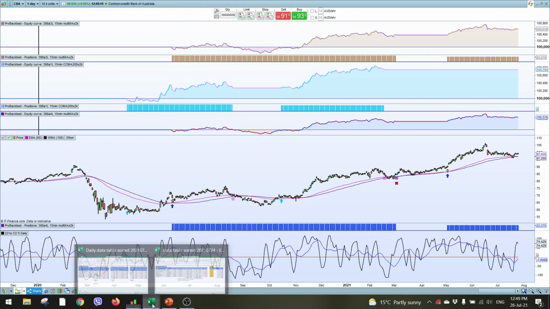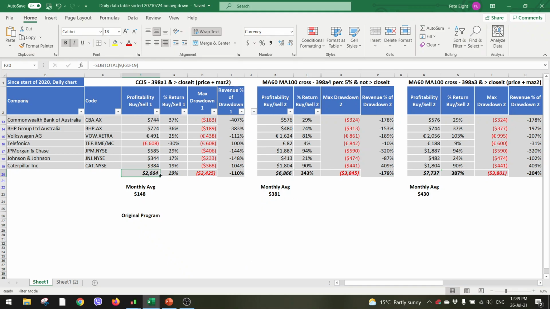One of these, and I'll go to this chart, is the original program. Over the 17-month period, for each of these stocks we've back tested, and as I mentioned earlier, the Commonwealth Bank generated $744 in that period, with a drawdown of $183. So basically a revenue generation percentage of about 400%. If you make that a positive, that's 400% positive. All these other stocks have generated overall an average of just over 100% return. It's generated $2,600, with a drawdown of $2,400.